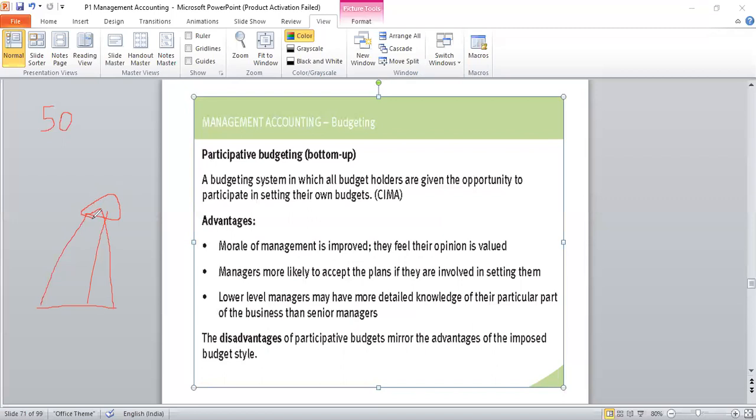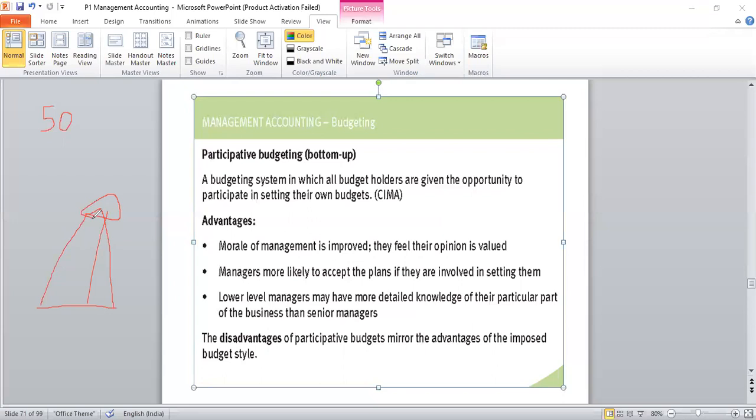Lower level managers may have more detailed knowledge because they are the ones who are implementing the plans. So they have better knowledge about what is feasible, what is possible to be implemented, and have more detailed knowledge of their particular part of the business than senior managers.